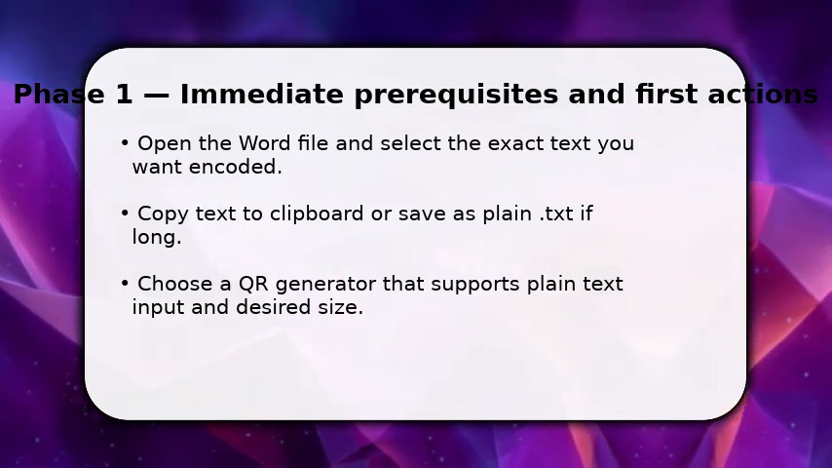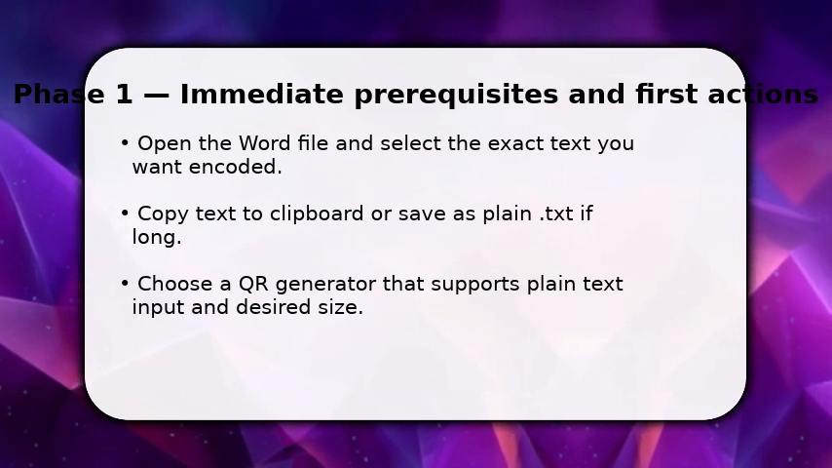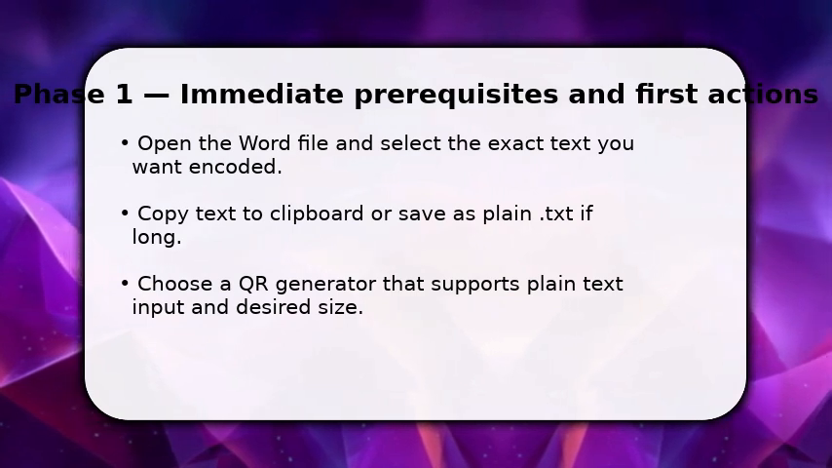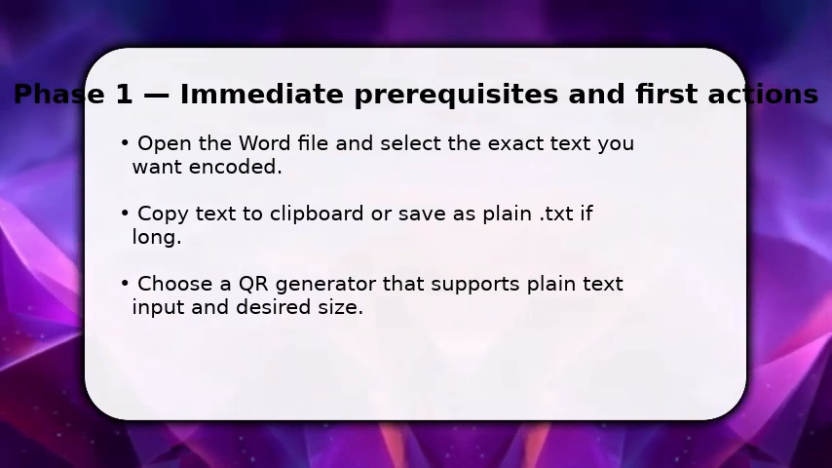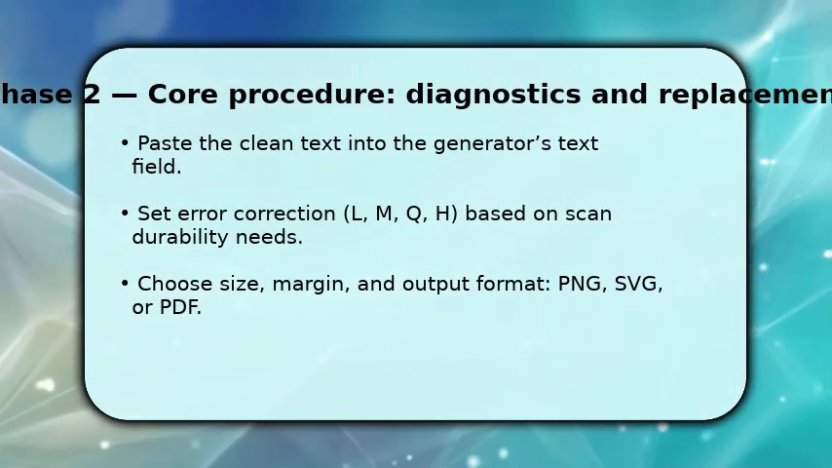Next, open a QR code generator that accepts raw text input. Pick one that lets you set error correction and pixel size. This avoids broken scans later. You're starting the conversion immediately. Don't upload unrelated files. You've pasted your text, now configure.